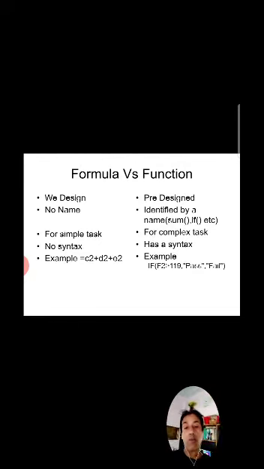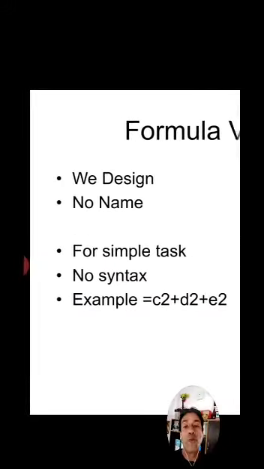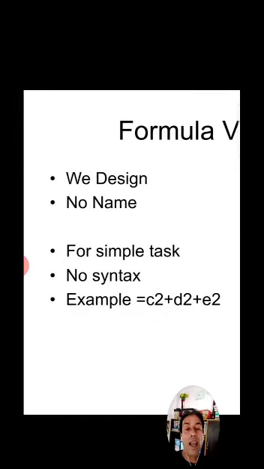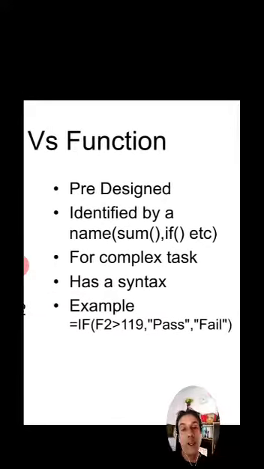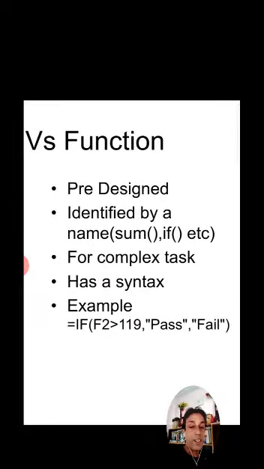Now what are the differences between formula and function? A formula we design. A formula has no name. A formula is usually used for simple tasks. A formula has no syntax, like the example C2, D2 and E2. In the same manner, a function has the following points. Functions are pre-designed. Functions are identified by name. Functions are usually used for complex tasks. A function has a strict syntax that you have to follow. And the example is IF.